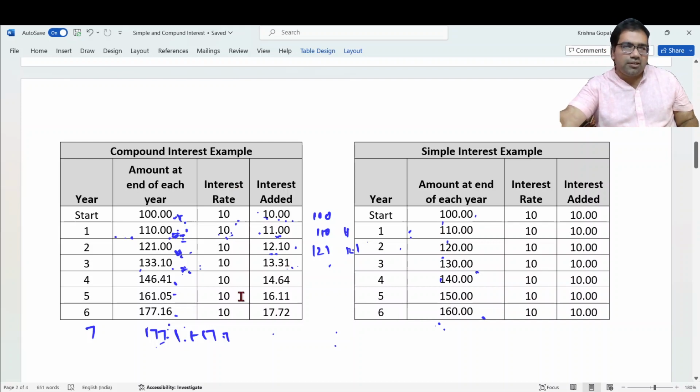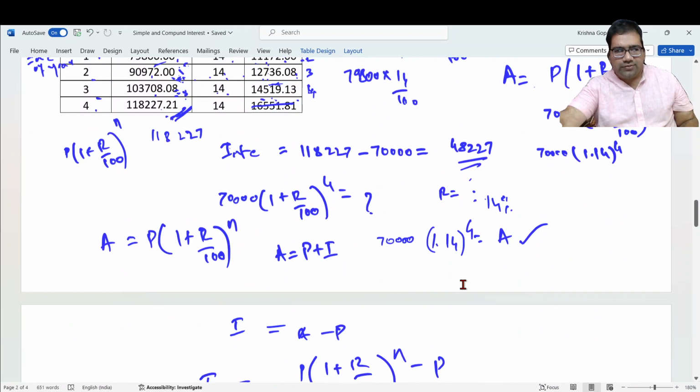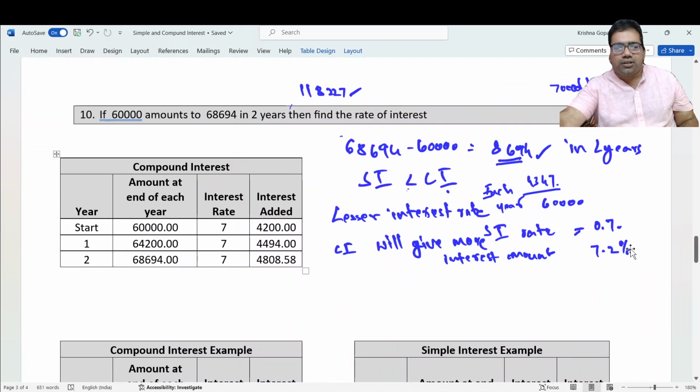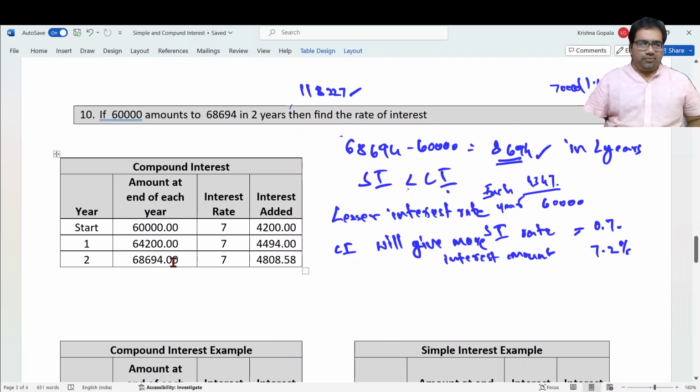So the compound interest rate can be lower, and then also the interest amount would be equal to simple interest. So here, if simple interest itself is becoming 7.2% in this case, then compound interest has to be less than 7.2%. Okay, let's try with 7. When you try with 7, first year 4200, second year 4494, and 4200 plus 4494 will become, at the end of the second year, 68,694. This is one way of solving the problem. This is an easy way of solving the problem, right?